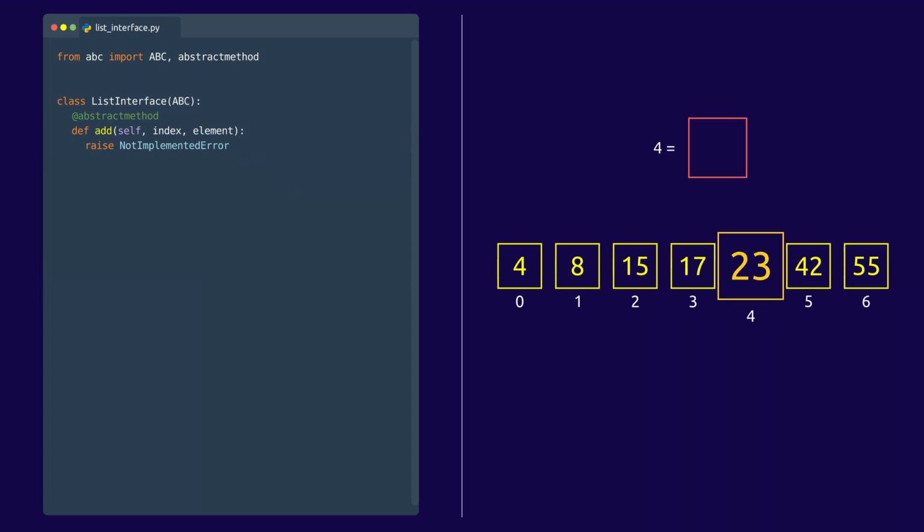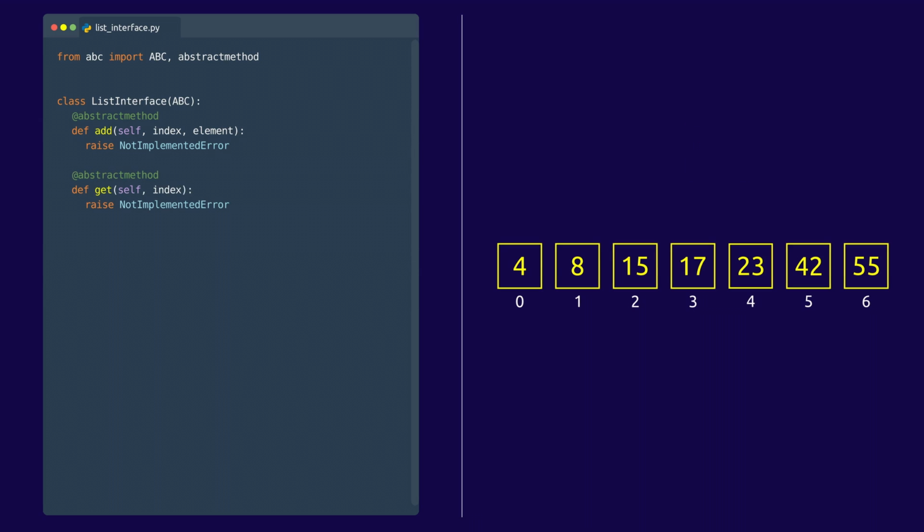Next, in order to retrieve the value at a specific index in the array list, we will create a get method. Then, we need a set method that will update a value at a given index. Remove will be used to delete an item by index given as an argument.